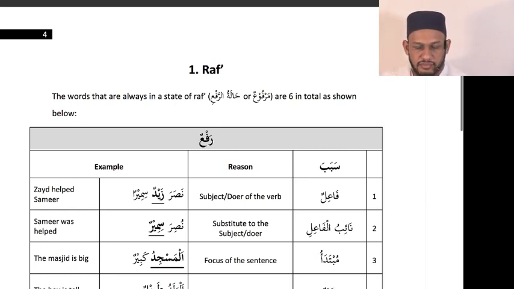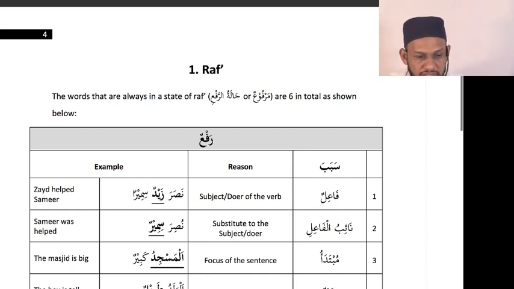It says here, the words that are always in a state of raf. So when we say raf'un, we can say it as halatu raf. Hala means the state of raf, or we can call it marfu'. Sometimes in Arabic you hear the word marfu'. Marfu', you should know, is maf'ul. It's an ism maf'ul. So it means what? A rafi' is a raiser, and a maf'ul is that which has been made into raf'un. So marfu' is the same as saying raf'un, it's the same as saying halatul raf.